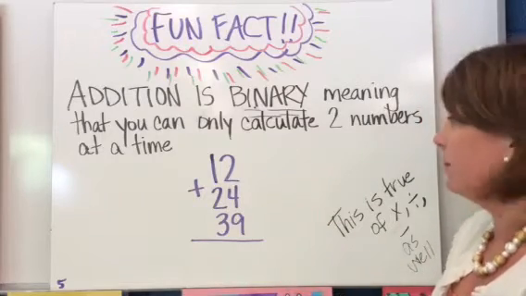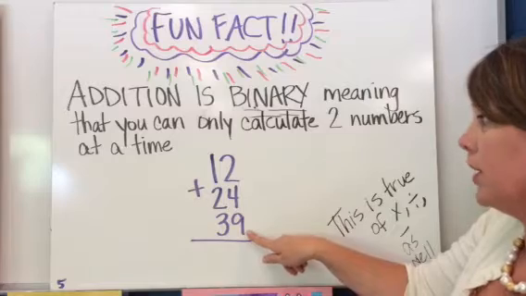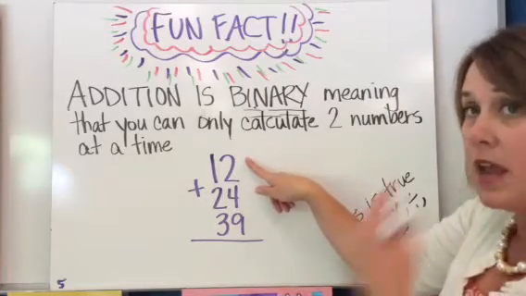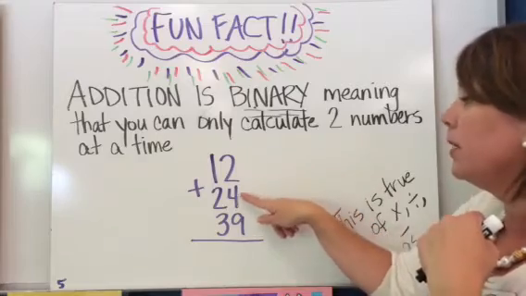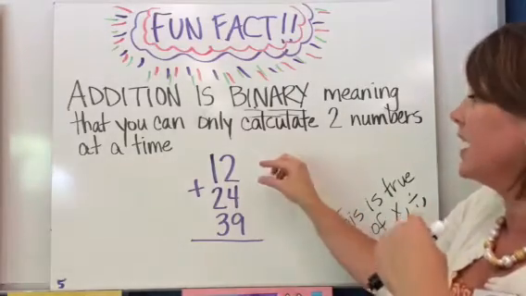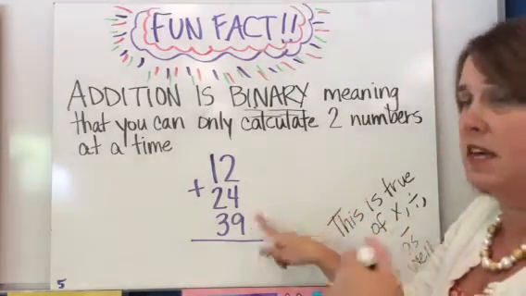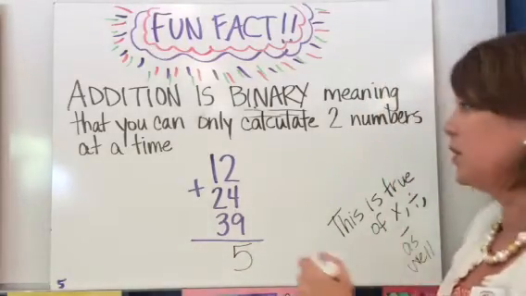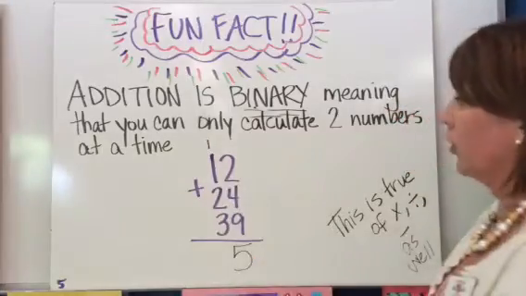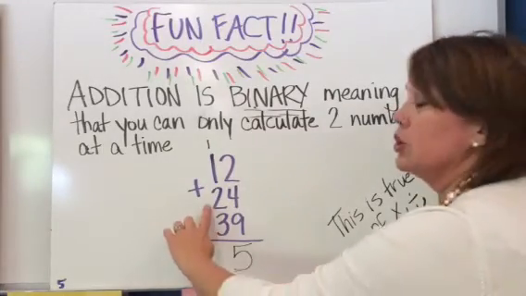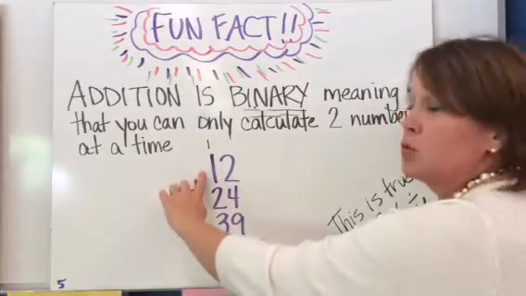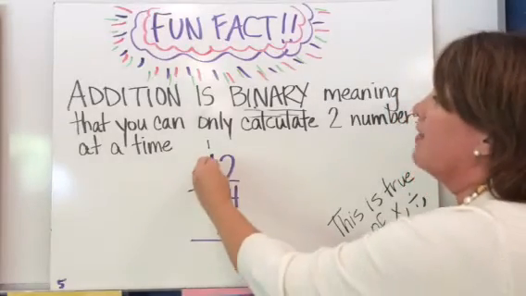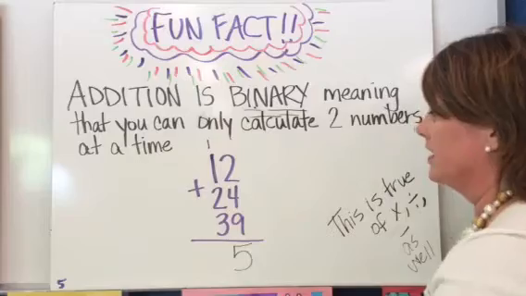Let me give you an example. When I add this column here, am I not adding 2 plus 4 first? In my head even, I might say 2 plus 4 is 6. And then I say 6 plus 9 is 15. That means it's binary. I'm only doing 2 numbers at a time, adding them together. And then I might say 3 plus 2 is 5, plus 1 more is 6, so I'm really doing 5 plus 1. And then 6 plus 1 more is 7.